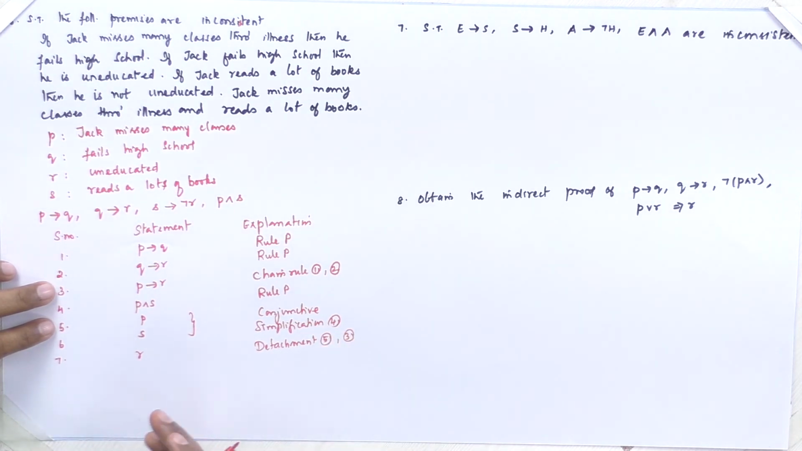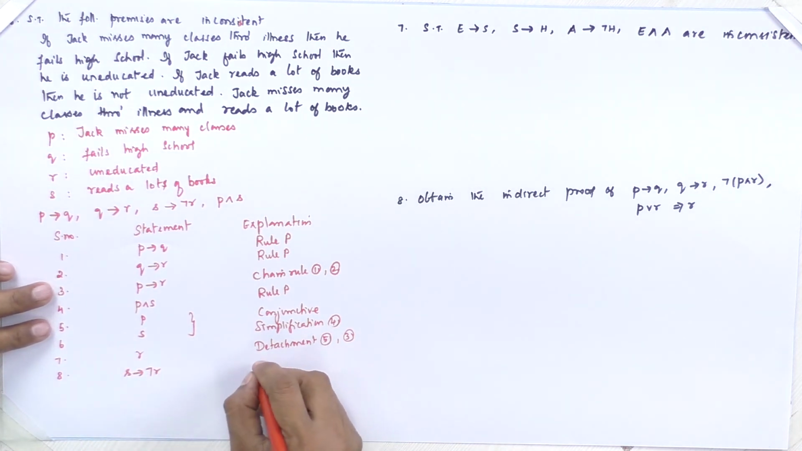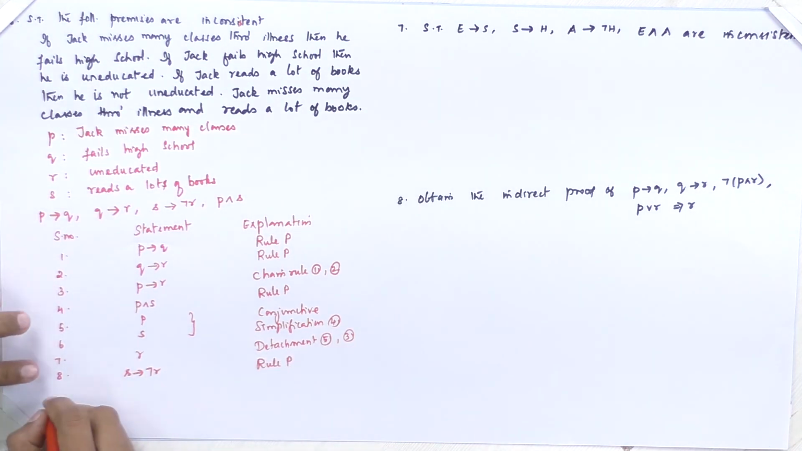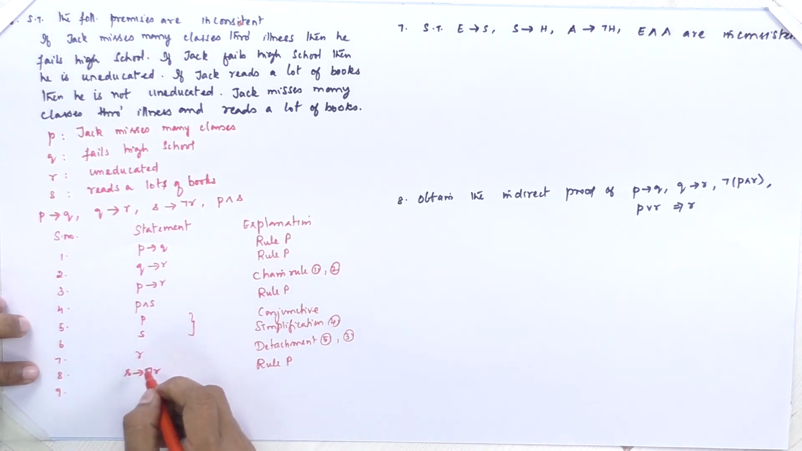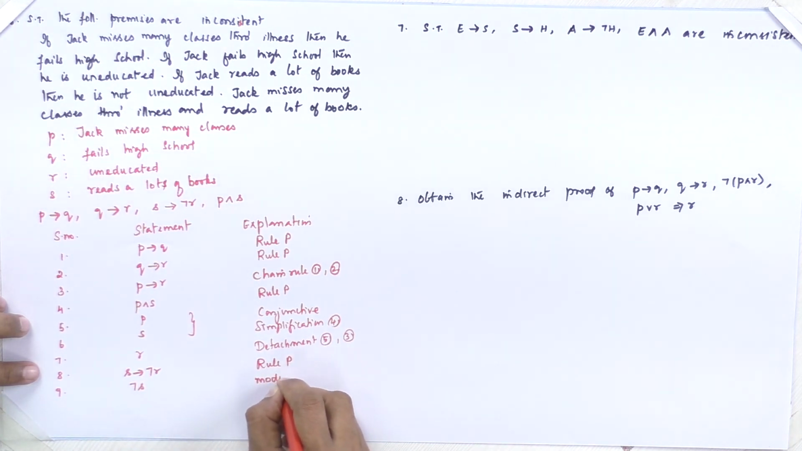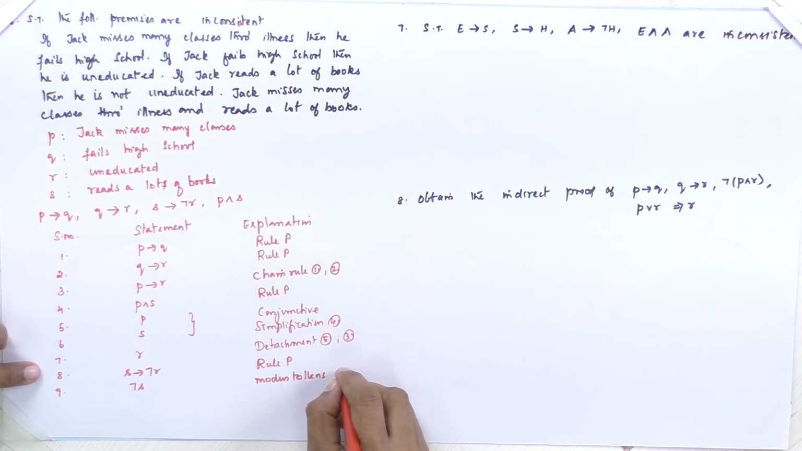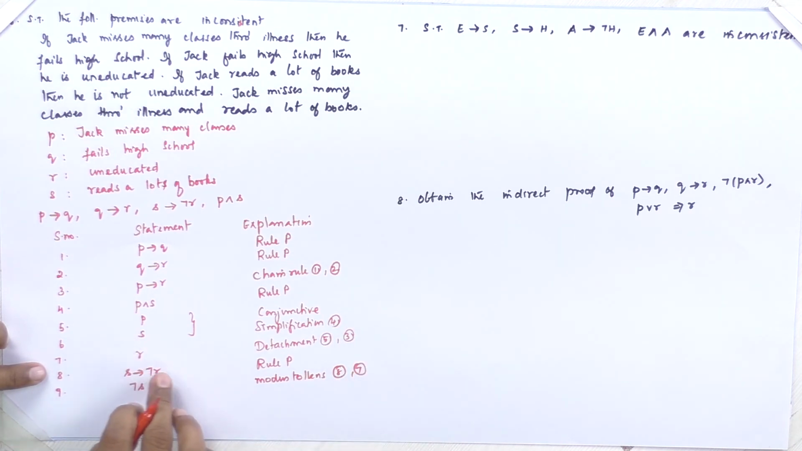Next, any statement you have not taken, you will have to take. So this is left out: S conditional negate R, that is rule P. Now look at the statement, R and negate R will go off, so that is modus tollens. So we get negate S, modus tollens on 8 and 7.